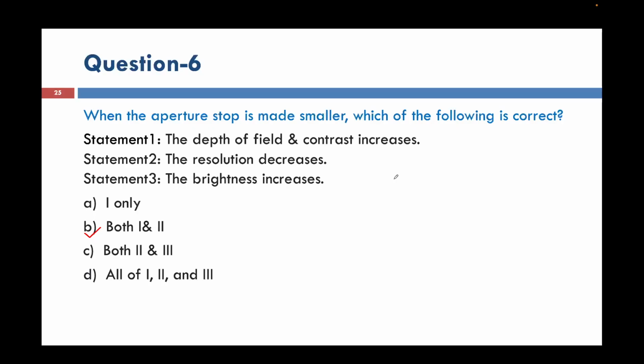Okay, and the depth of field and contrast increase. Why does contrast increase? Because we are allowing a very thin section of light to be put on our sample, on our object. So we are illuminating a very small portion of our object. That is why the contrast will increase. And so statement 1 and statement 2 are correct.